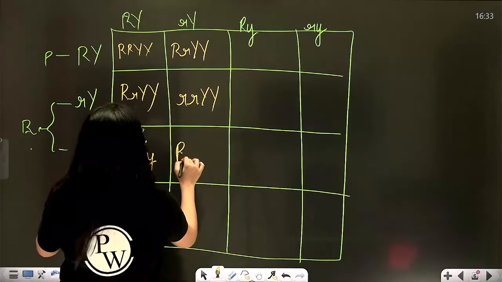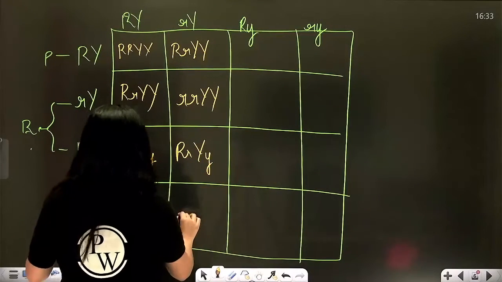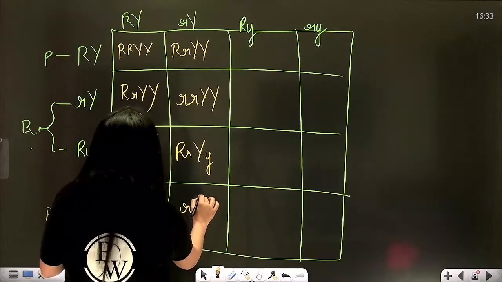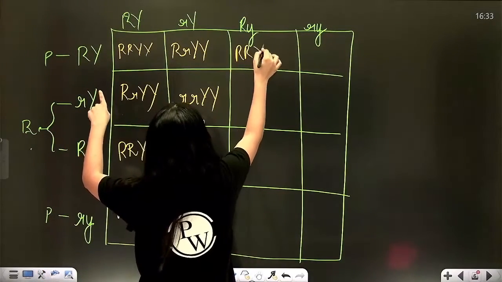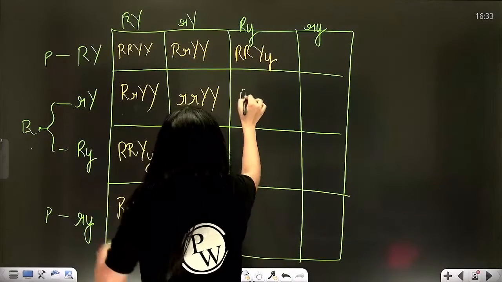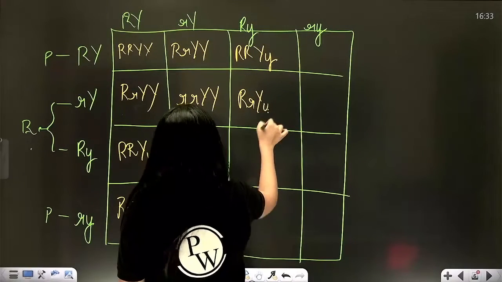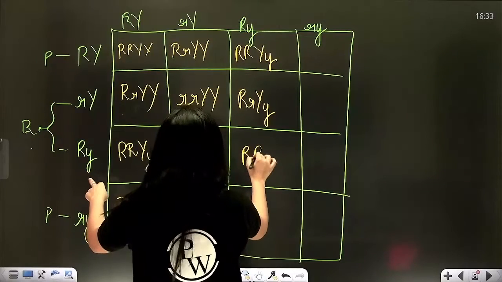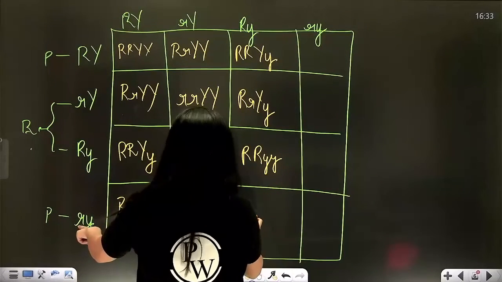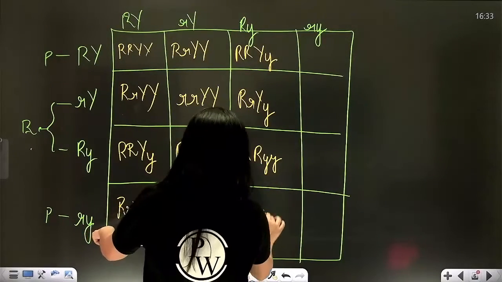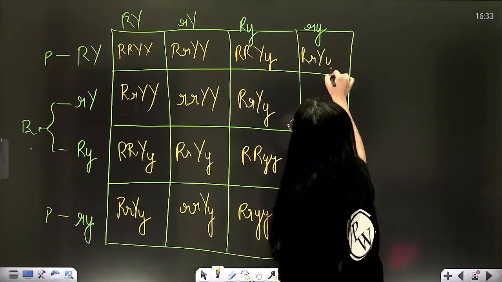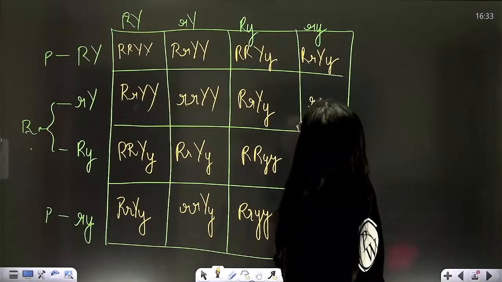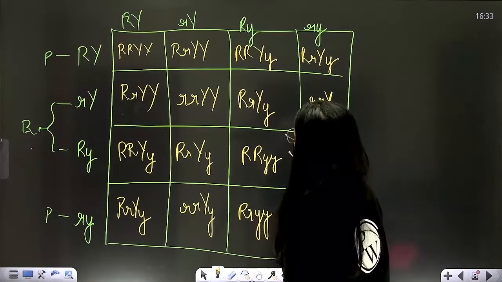Okay. Yes. R, capital Y, small y. Here, capital R, capital R. Okay, this is done. Then completed. Okay. Then yes, here.